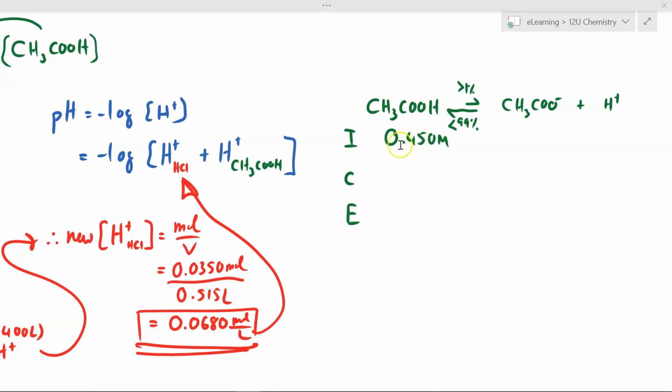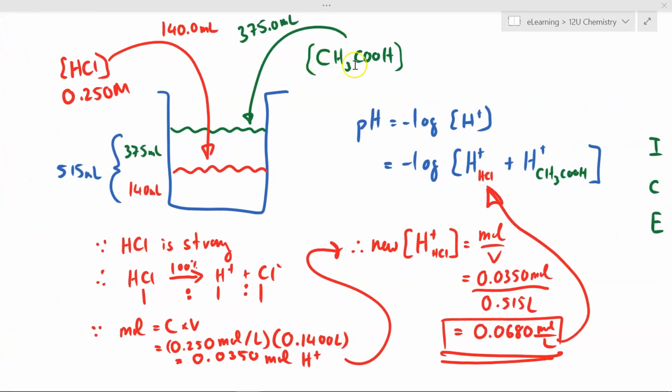But here's another common mistake that students will make. They'll punch in the 0.450 molar concentration directly into the acetic acid. But again, if you recall over here, the 0.450 molar acetic acid is no longer that concentration because you have a new volume. You've diluted it further. So we have to recalculate the concentration of acetic acid.